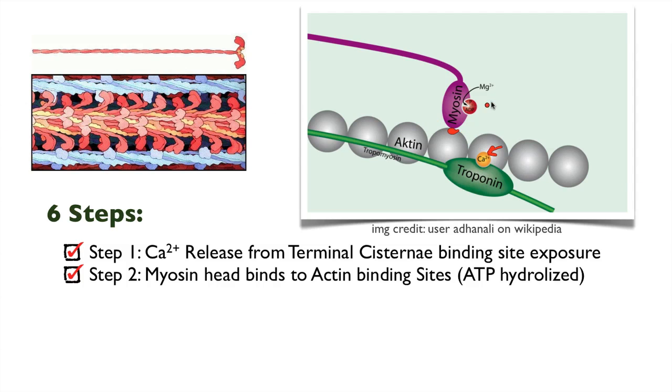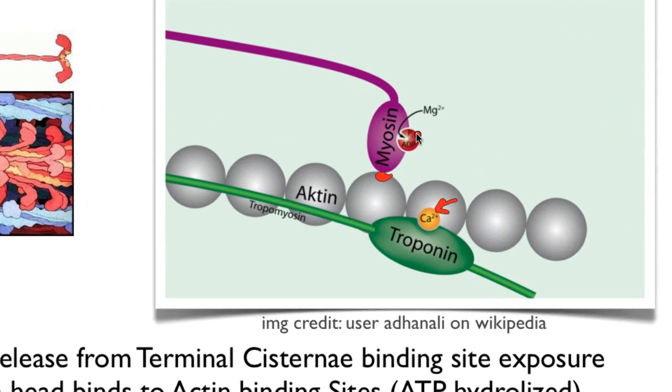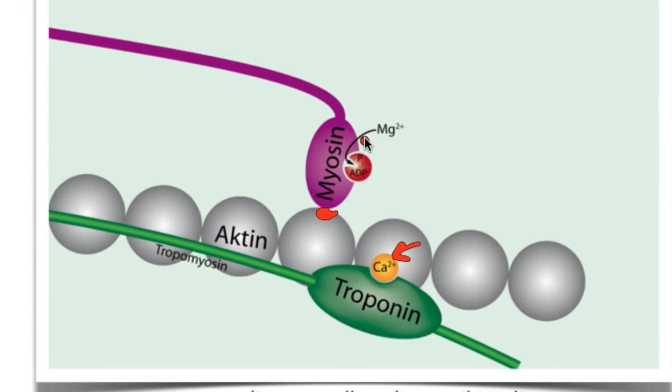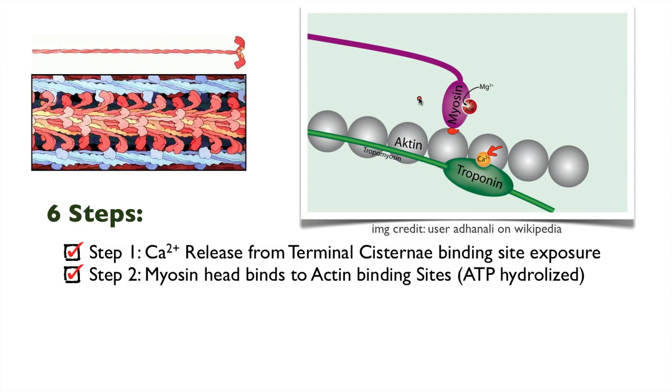Now, in order for that to happen, we said that there's normally ATP on the myosin heads, and you saw that in the previous figure, but that ATP has to be hydrolyzed to become ADP and an inorganic phosphate. So we have ADP and the phosphate. All right, so we have the myosin head that has bound to the binding site on the actin. That was step number 2.